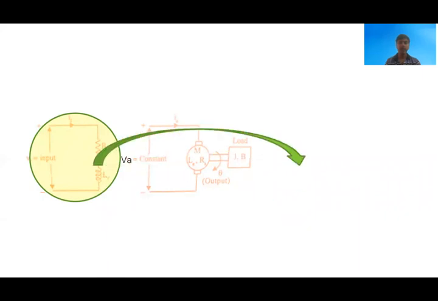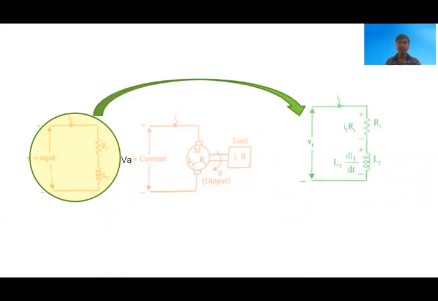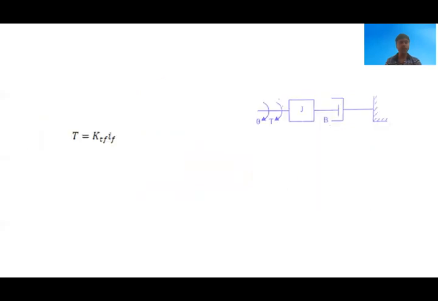If we write the mathematical equation for the field winding, by the KVL equation, we have Rf into If plus Lf dIf by dt is equal to Vf. And we know that the torque applied on the motor is directly proportional to the field current, due to the armature current being constant. We have T is equal to Ktf into If. If we write the mathematical expression for the mechanical construction of the motor, we have J d square theta by dt square plus B into d theta by dt is equal to T.